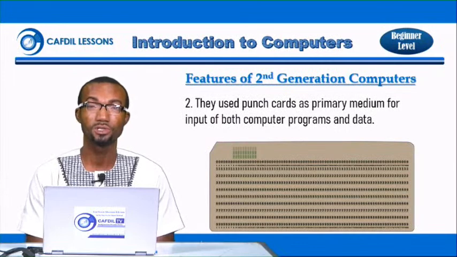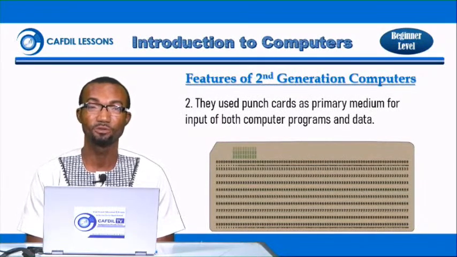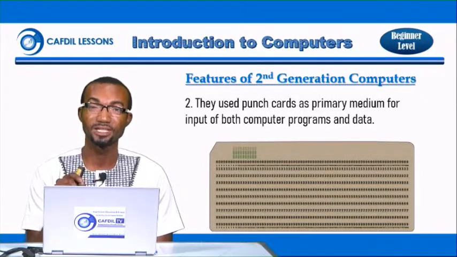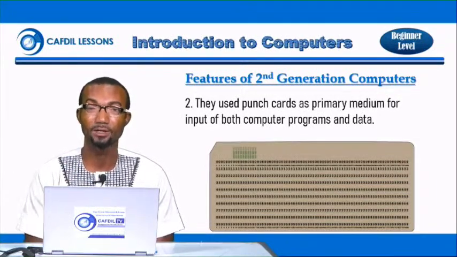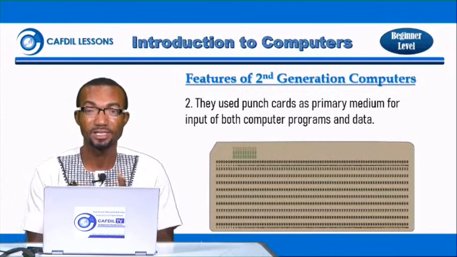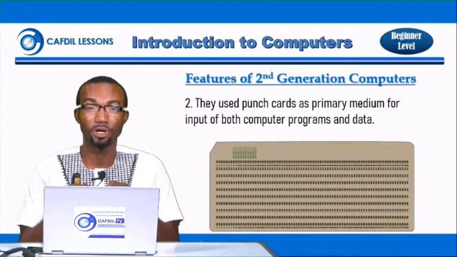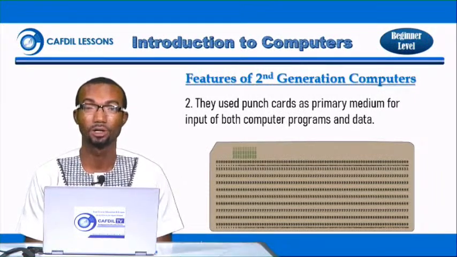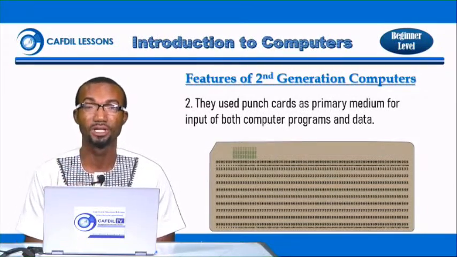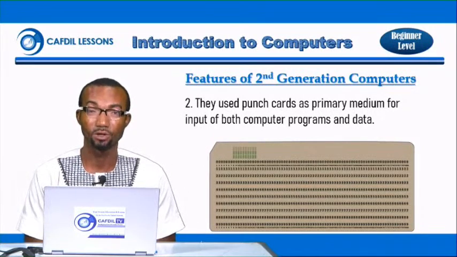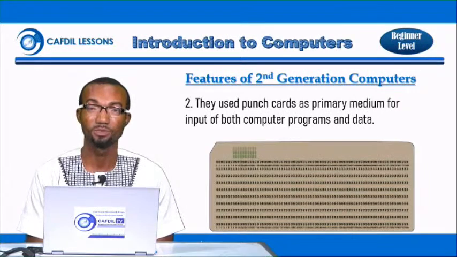2. They also used punch cards as primary medium for input of data or computer programs. As I said, the punch cards contain numbers with holes, and the position of the hole will determine the kind of data on the punch card. So the punch card is inserted into a punch card reader, which will interpret the holes based on the position and give you the kind of data on the punch card. So the second generation also used punch cards as medium of input.